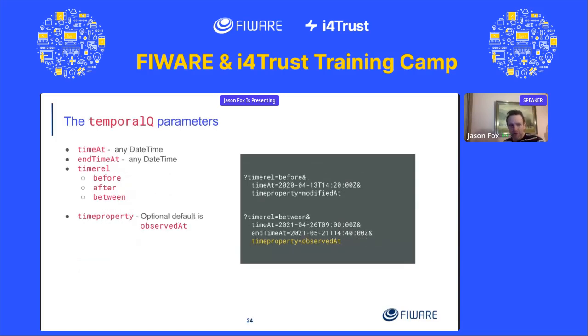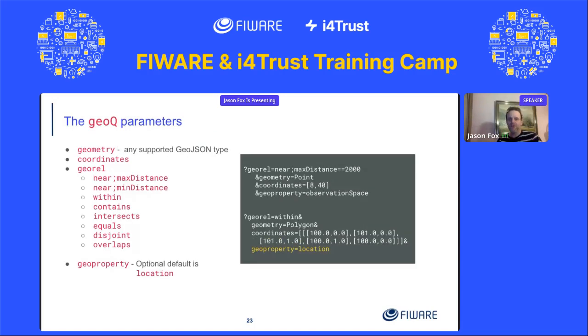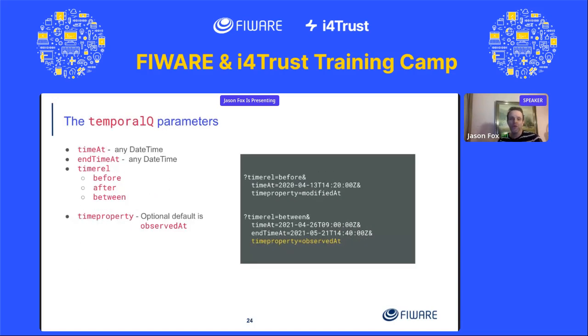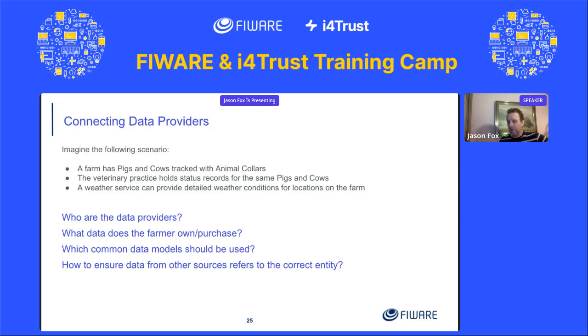Temporal parameters, as I've said, you can see there's a lot of overlap between the style we've got for the GeoQ and the temporal Q. Date ranges. There are now additional duration options, but that, as I said, is in the latest specification. So you've got before or after or between. Similar to location, observedAt is the default property for temporal, and you can supply another one if necessary.